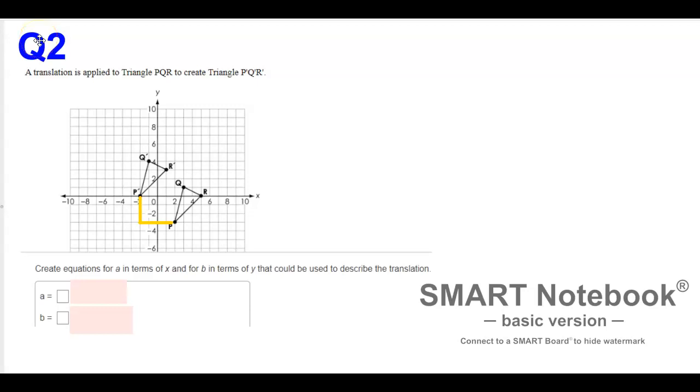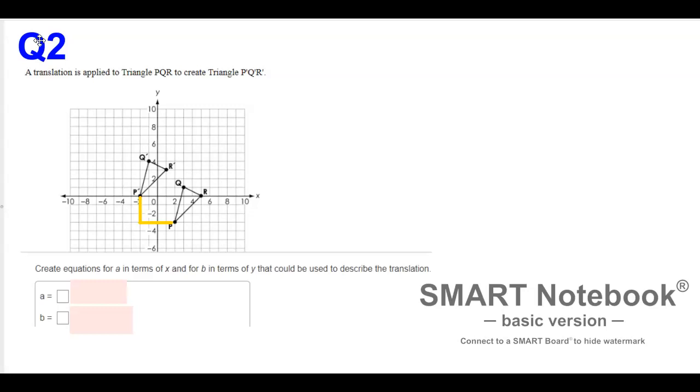A translation is applied to triangle PQR to create triangle P prime Q prime R prime. Create equations for A in terms of X and for B in terms of Y that could be used to describe the translation. Alright, so remember when we are translating something on the coordinate plane, we are moving or sliding it.